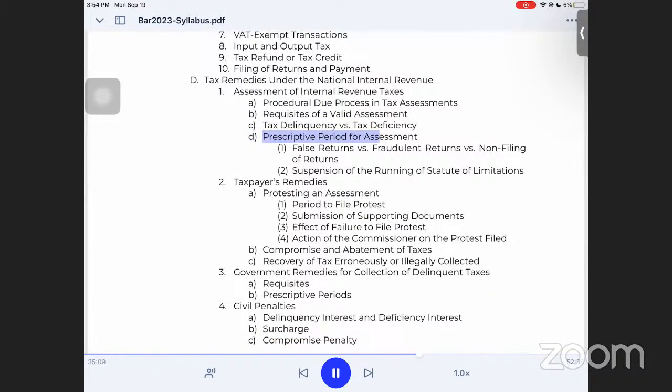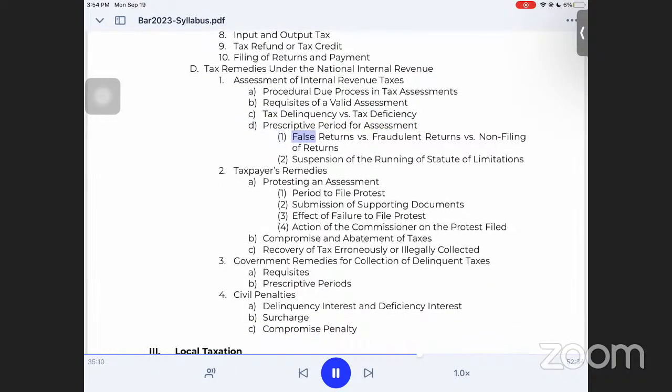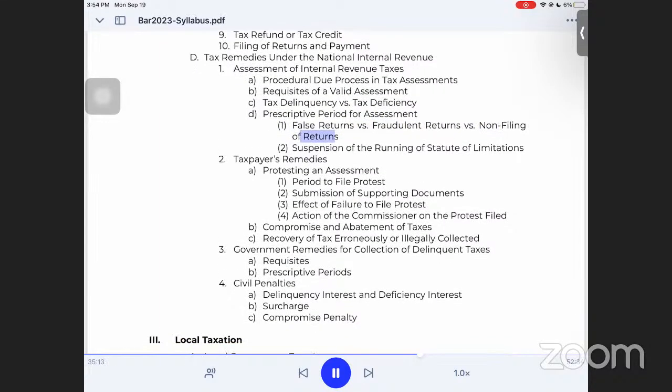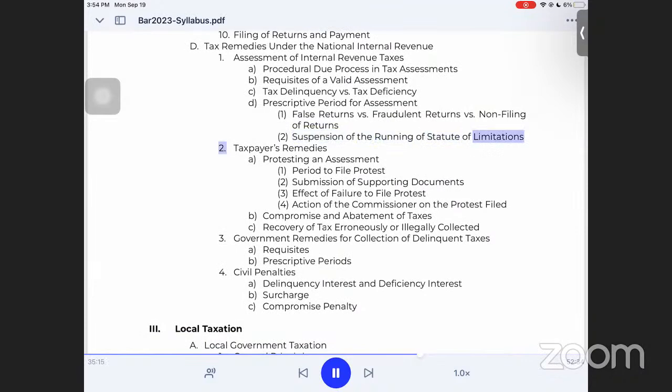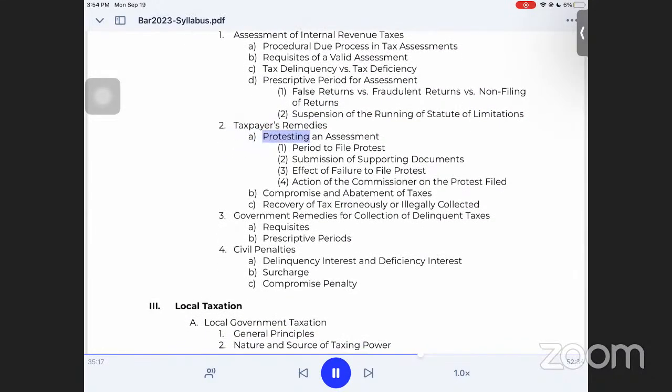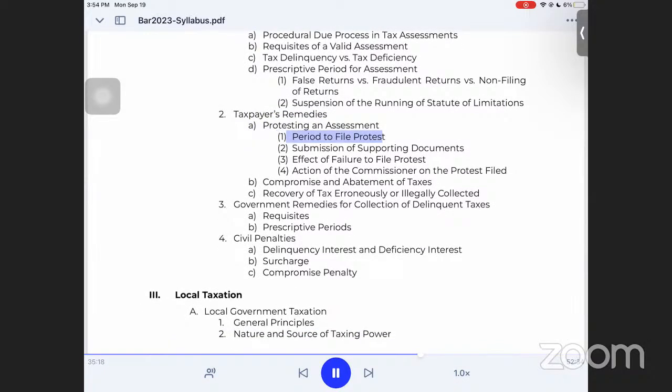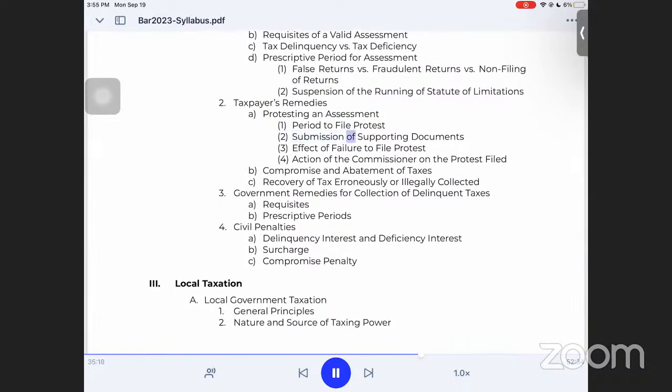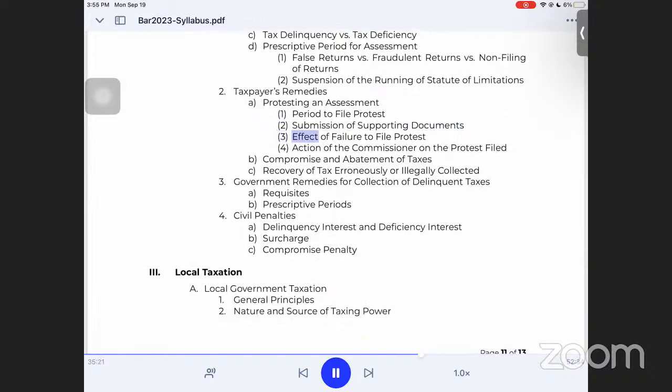D. Prescriptive period for assessment. 1. False returns versus fraudulent returns versus non-filing of returns. 2. Suspension of the running of the statute of limitations. 2. Taxpayers' remedies. A. Protesting an assessment. 1. Period to file a protest. 2. Submission of supporting documents. 3. Effect of failure to file protest. 4.